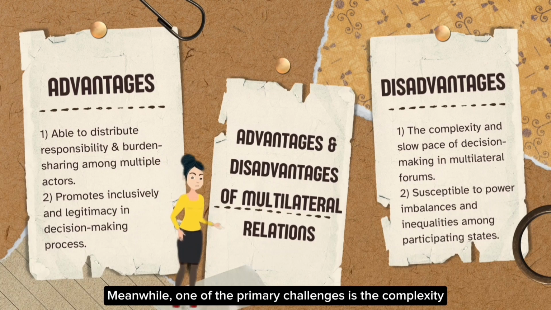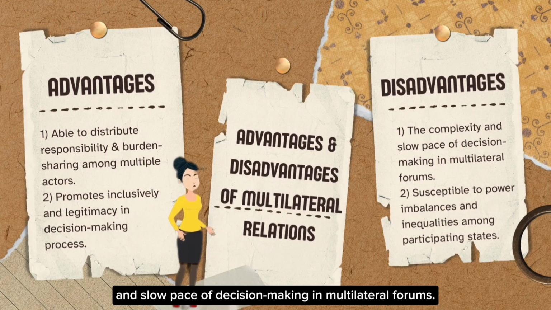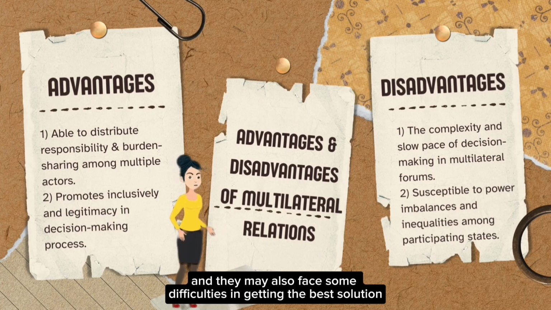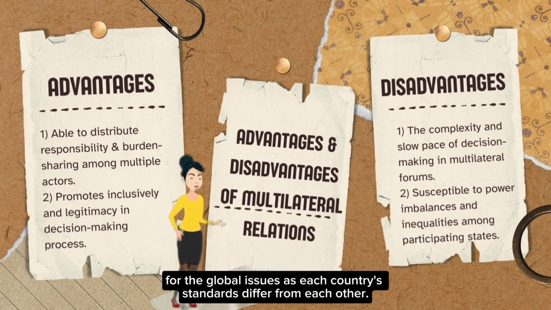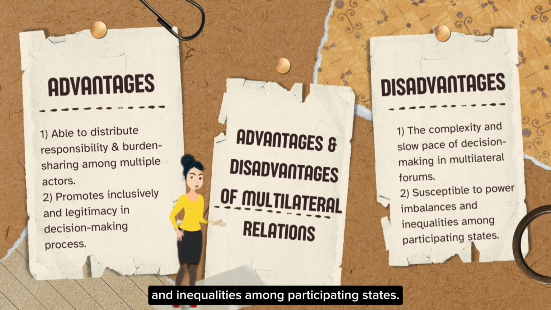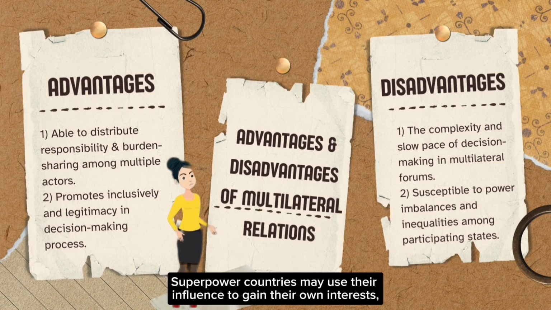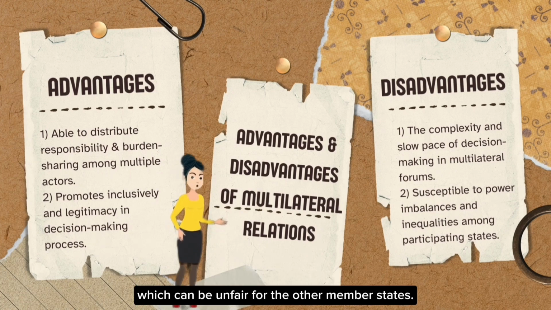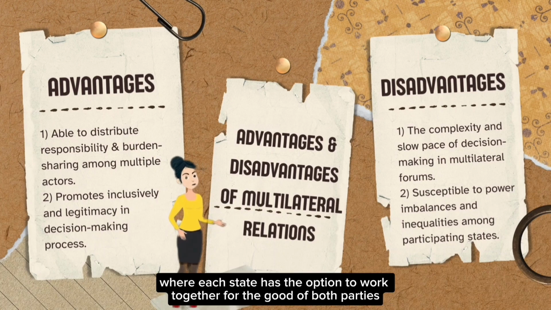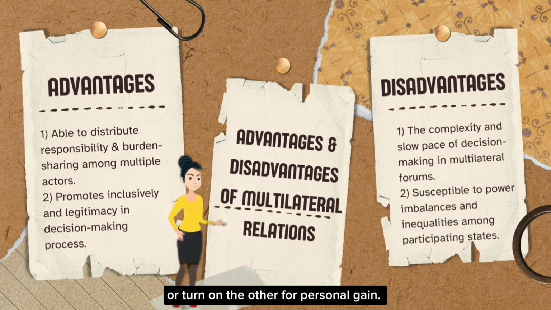Meanwhile, one of the primary challenges is the complexity and slow pace of decision-making in multilateral forums. Reaching an agreement between all the member states can be time-consuming, and they may also face some difficulties in getting the best solution for the global issues, as each country's standards differ from each other. Other than that, multilateralism is susceptible to power imbalances and inequalities among participating states. Superpower countries may use their influence to gain their own interests, which can be unfair for the other member states. This is known as the prisoner's dilemma, where each state has the option to work together for the good of both parties or turn on the other for personal gain.